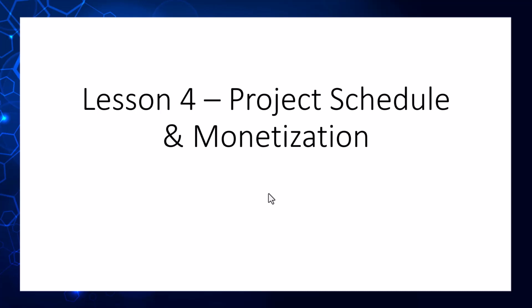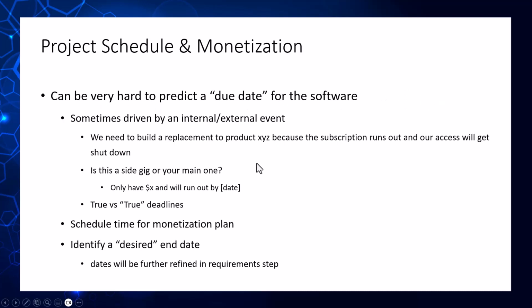Let's go through project schedule and monetization. In terms of scheduling, it can be very hard to predict a due date for software, and that's a very common question that a developer or development team will ask when you say, hey, can you build XYZ for me? They say, all right, when do you need it by? And they're asking you for that due date. And sometimes it can be driven by an internal or external event.